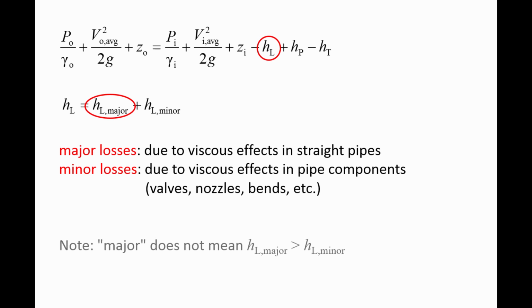Before we begin, it should be noted that the subscript major does not mean that the major losses are always greater than the minor losses. There are many pipe systems in which HL minor will be greater than HL major.